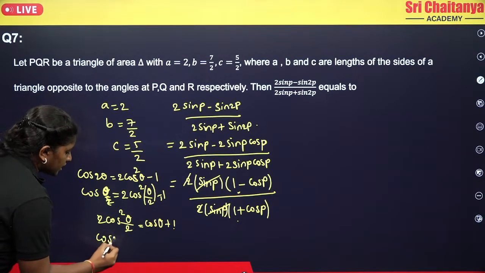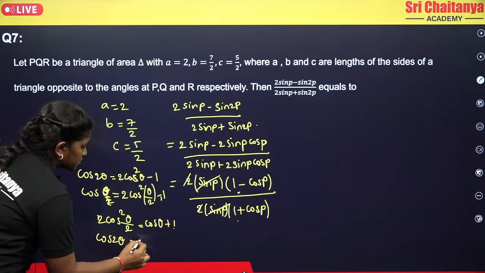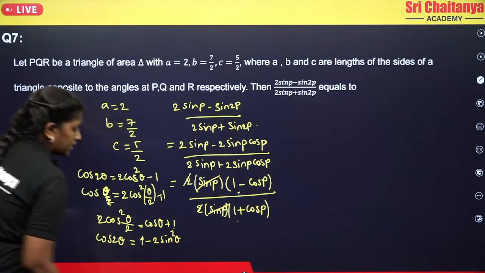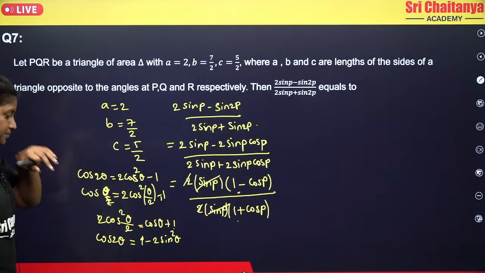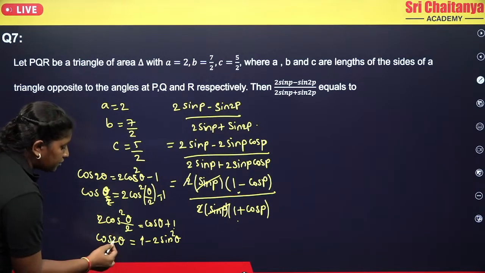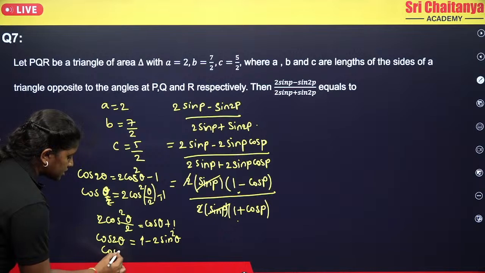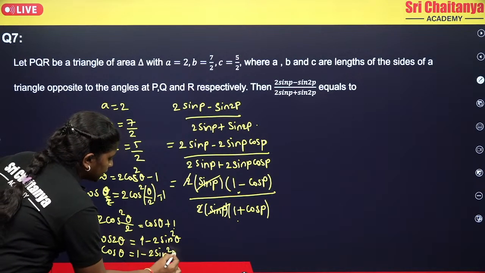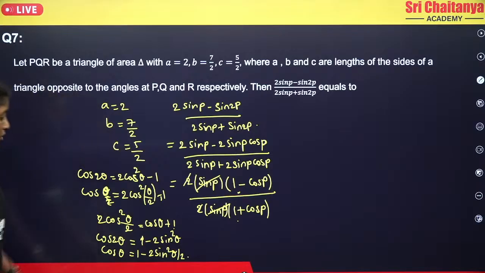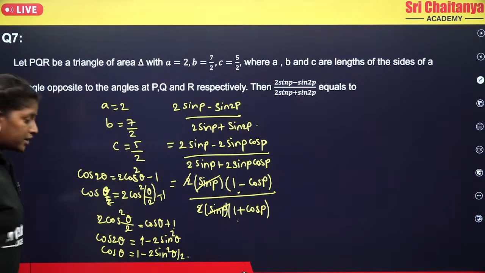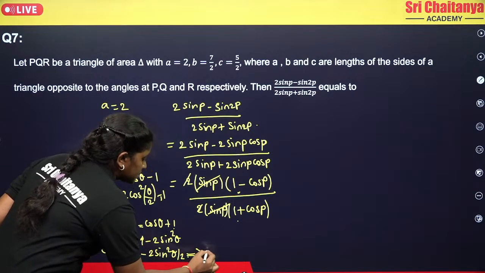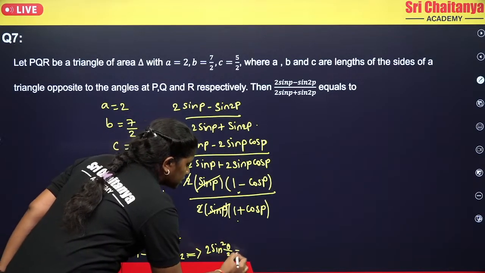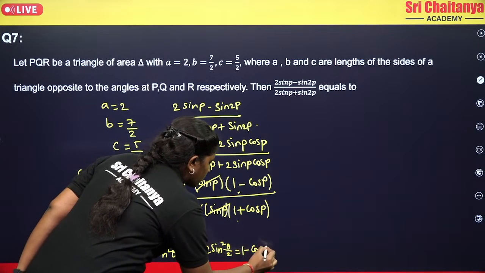And coming to the next, if I take cos 2 theta equals 1 minus 2 sin square theta, then if you replace 2 theta with theta, cos theta equals 1 minus 2 sin square theta by 2. Okay. So now what is 1 minus cos theta from this? From this you will get 2 sin square theta by 2 equals 1 minus cos theta.